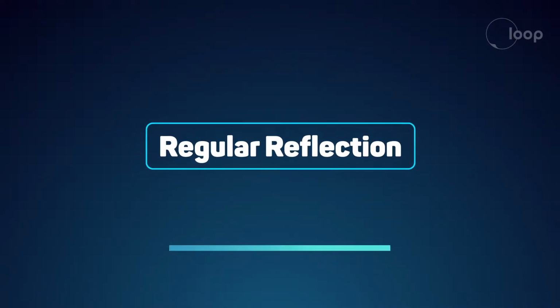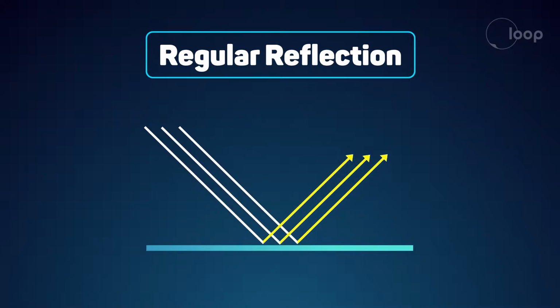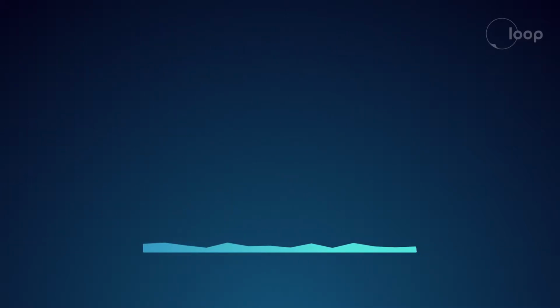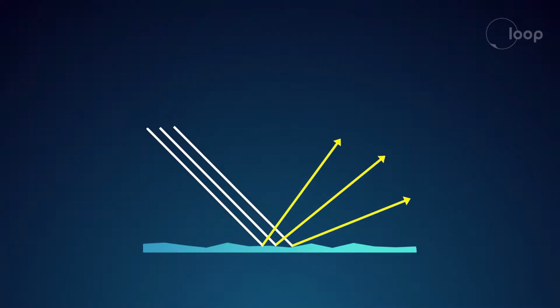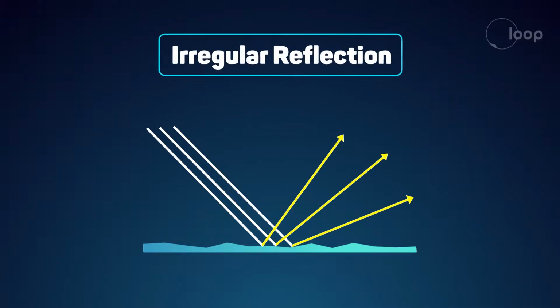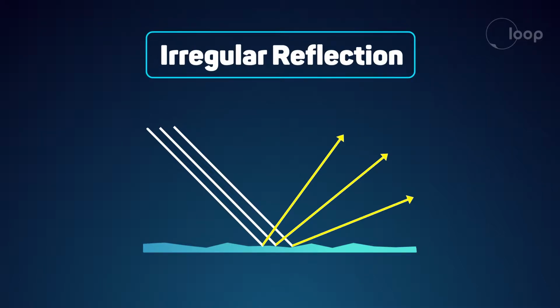Regular reflection occurs when a beam of light falls on a shiny surface. It is reflected as a parallel beam. When a beam of light strikes a rough surface, reflection is not uniform as the light gets scattered. This is called irregular reflection.